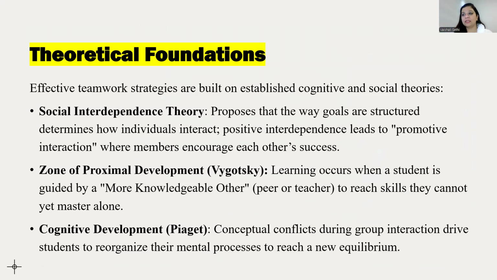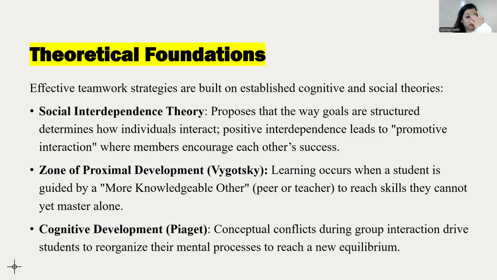There are 3 theories I would like to highlight here. The first one is social interdependence theory. This theory proposes that the way we structure goals determines how students interact. When the goal is structured as positive interdependence, students show promotive interaction. That means they encourage and support each other's success, right? So if we want teamwork, we design tasks where students need each other. It should not happen that they are just dividing and disappearing.